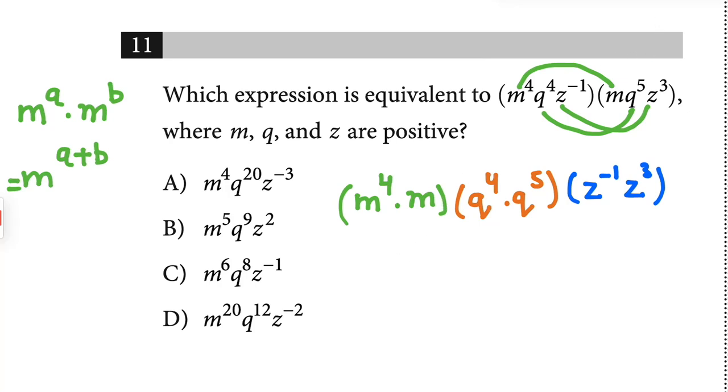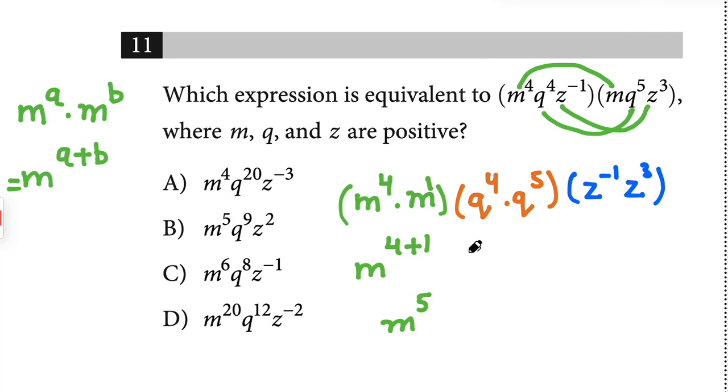Okay. Now we will apply this property. When bases are the same, powers are added. Here when no power is written, that means it is power 1. So this is m to the power 4 plus 1, or m to the power 5. Power of 5, m is solved.